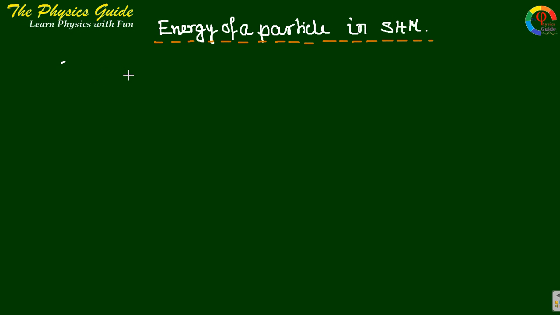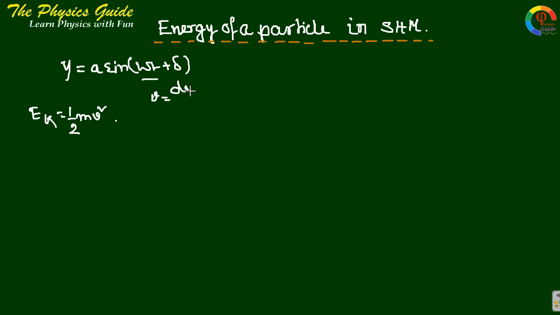To find the energy of a particle in simple harmonic oscillation, we need the equation of simple harmonic oscillation, that is y equals a sin(omega t plus delta). So we want to measure kinetic energy first. Ek equals half m v squared. To find v, we know that v equals dy/dt, that is a omega cos(omega t plus delta).